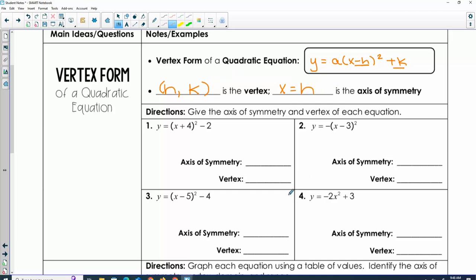So x equals h. So these, it's just faster to find the vertex. There's no doing opposite of b over 2a and then plugging that back in to get the y value. We can just look at it and tell when it's written this way.